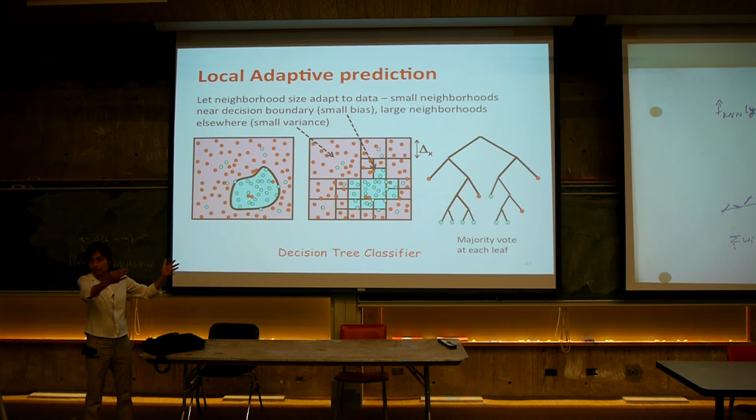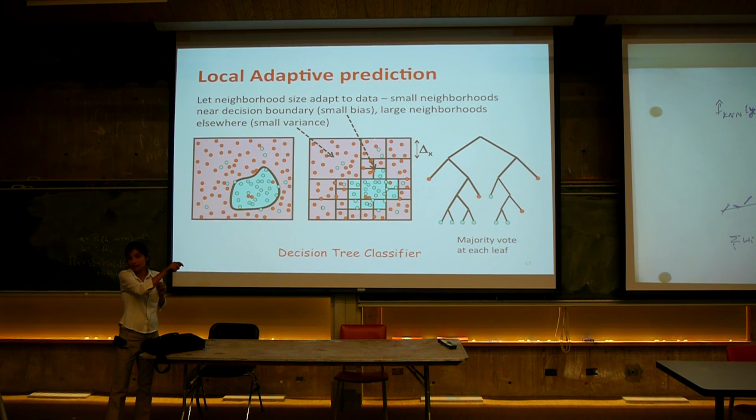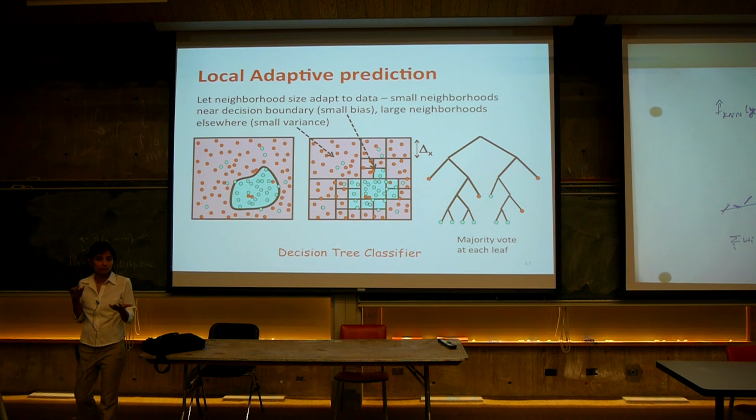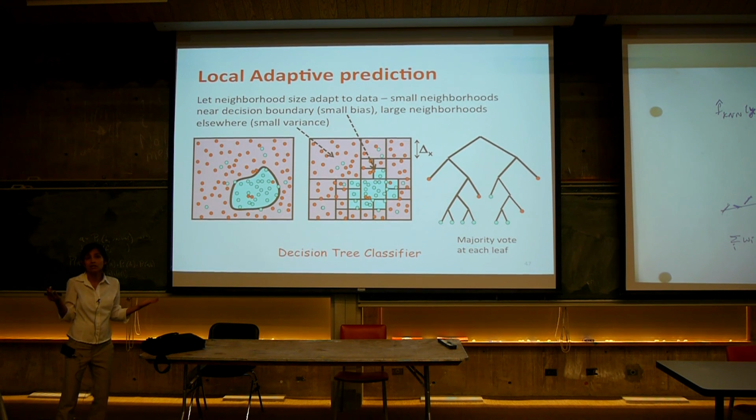You're not affected much whether you use a smaller cell versus a larger cell because it's essentially the same, but you're reducing the variance away from it, and you're still keeping a good bias near the decision regions. So you're doing a bias-variance trade-off, but you're doing it spatially. In certain regions, you are using smaller cells to get a better bias. In other regions, you're using larger cells without incurring a bias penalty, lowering the variance by having more points. So that's one way to think of it.